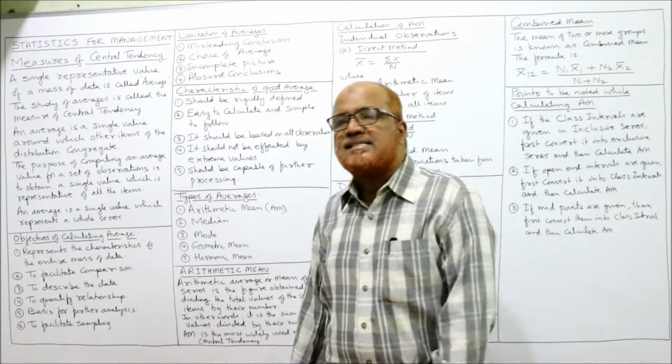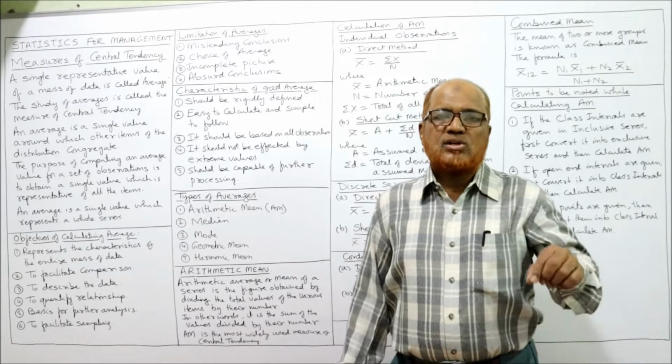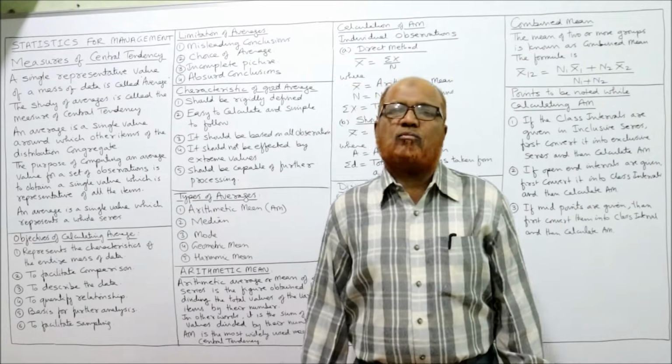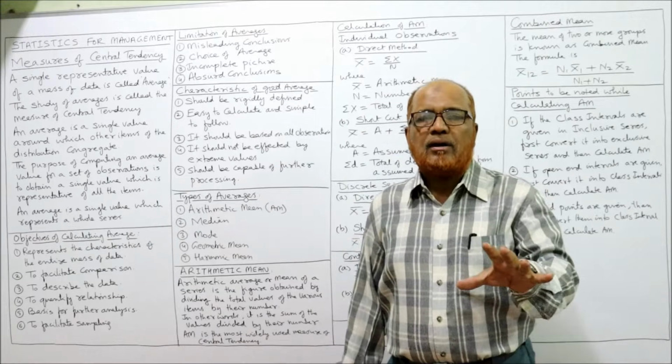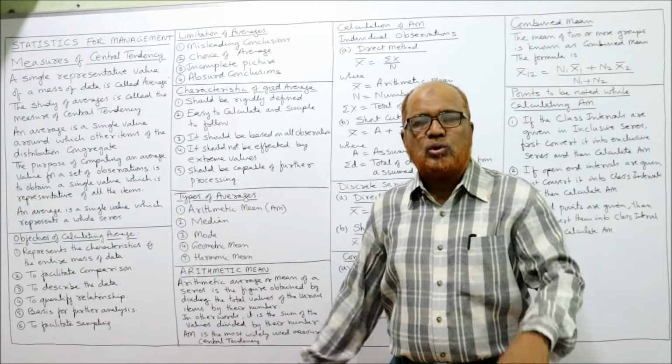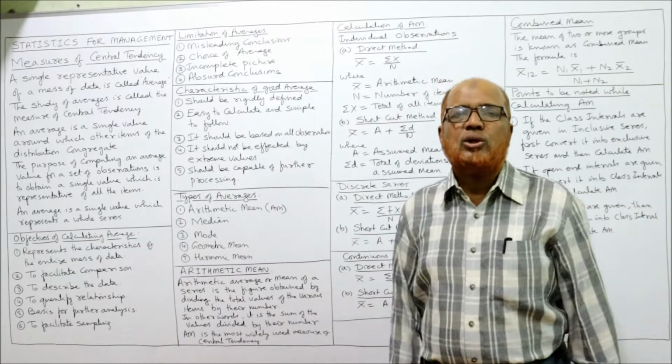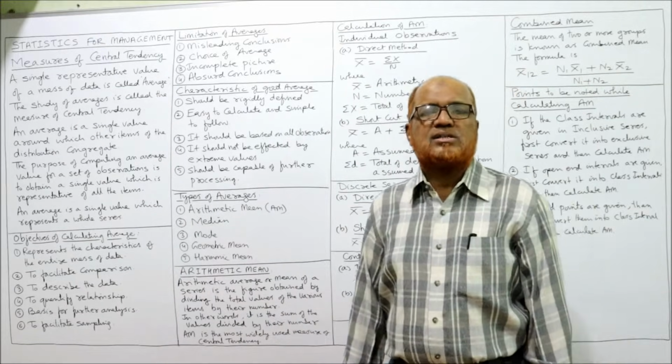Next one, to facilitate sampling. In unit number 3, I am going to explain sampling. What is sampling? But right now, remember, averages are very much used in sampling. So these are the objectives or uses of averages.